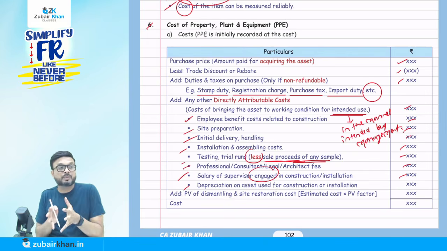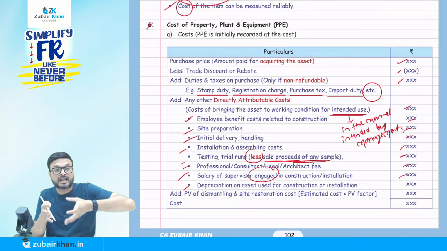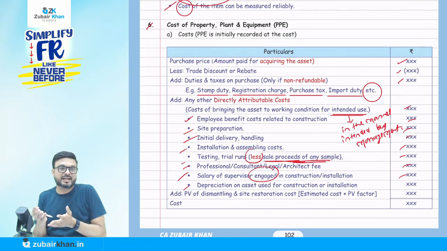Suppose I have one PP and I am using it to do the construction of another PP. So the depreciation of this PP that I am using for the construction of another PP is also added to the cost of the other PP. The logic is that here now.